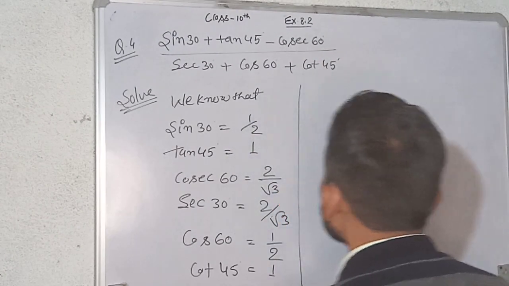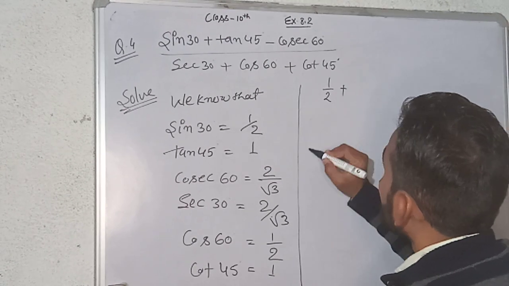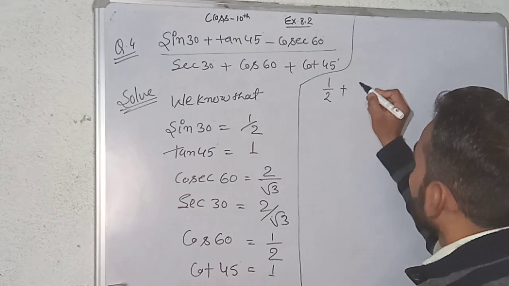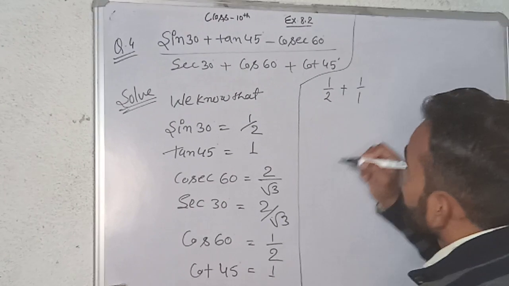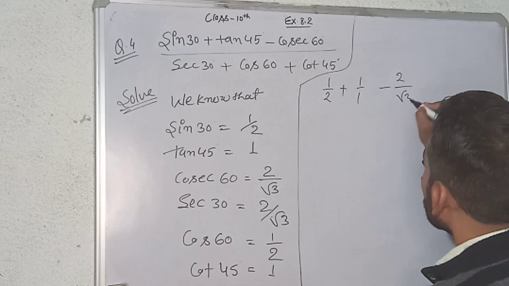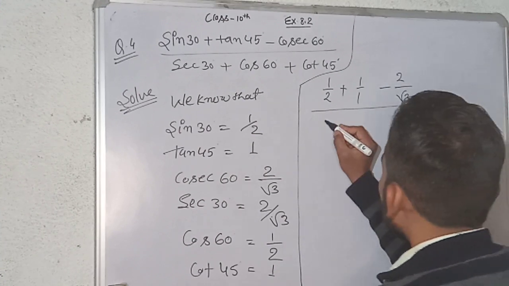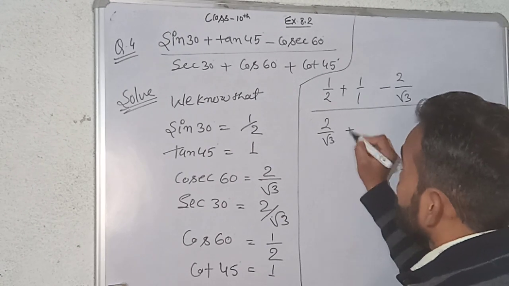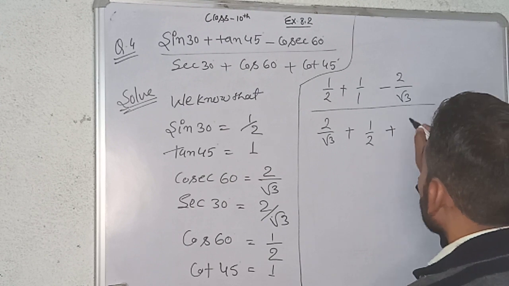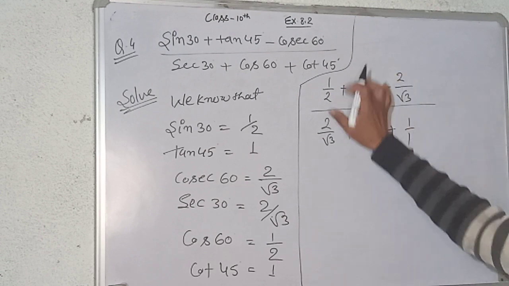So sin 30 means 1 by 2, plus tan 45 which is 1 by 1, minus cosec 60 degree, that means 2 by root 3. Clear? Upon sec 30, that means 2 by root 3, plus cos 60, that means 1 by 2, plus cot 45 which is 1 by 1. Clear? Now we have to take the LCM of the numerator.